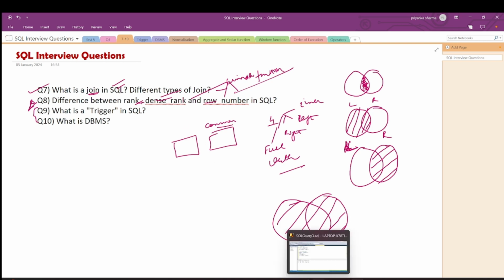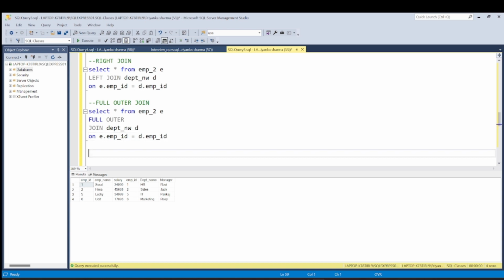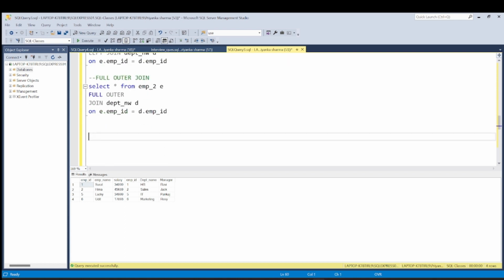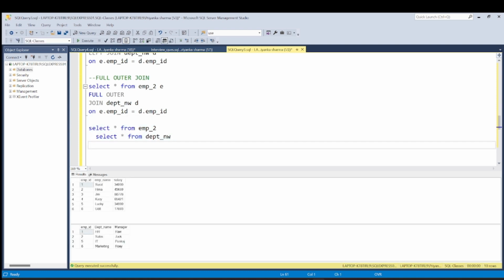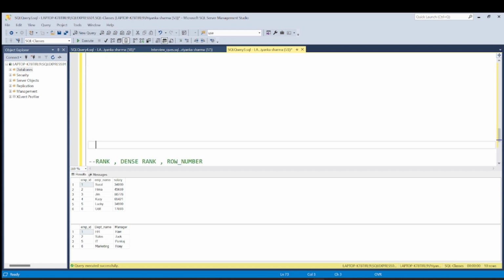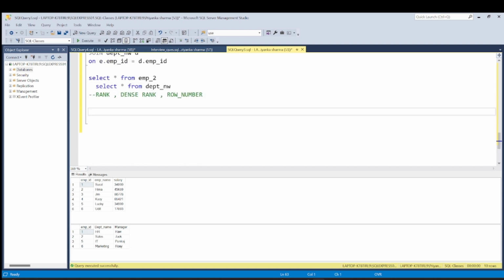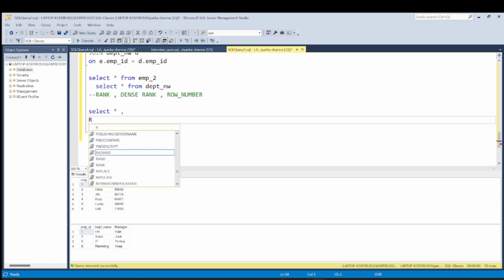Coming to the practical part of it. Since I have these two tables, let me just call them again. Okay, so I have got these basic tables. Now what I want is to perform rank, dense rank, and row number. I want to see the difference. How would I see? So let's select all, and then let me write here, show you how rank performs.